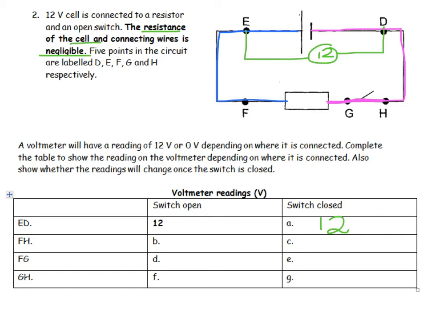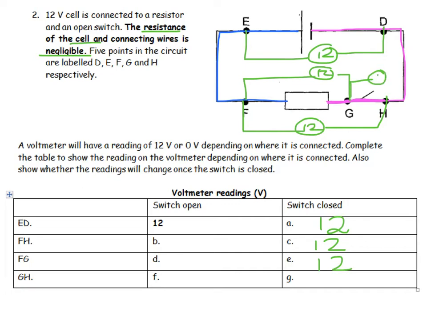So that's 12 volts. Then between F and H, I am once again connecting between pink and blue, so it's 12. Between F and G, I am also connecting between pink and blue, and again, those are two energy differences at 12. And between G and H now, I have got no difference in energy. They're both on a pink line, so that is 0.